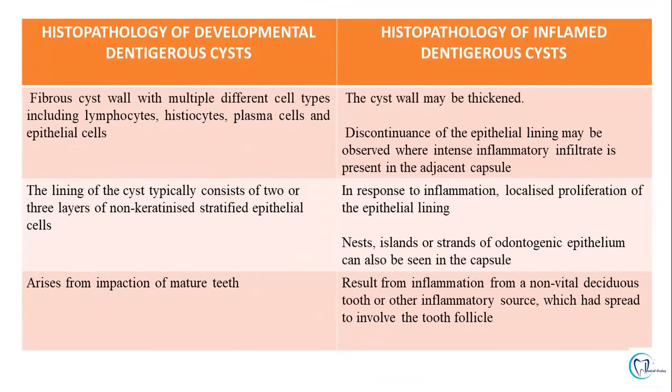So when we compare the histopathology of developmental dentigerous cyst to that of inflamed dentigerous cyst, the developmental dentigerous cyst will show a thin lining, and there will be absence of chronic inflammatory infiltrates, and it arises from the impaction of the tooth. Whereas the inflamed dentigerous cyst will show a thick epithelial lining with hyperplastic rete ridges. There can be presence of nests and islands of odontogenic rests in the connective tissue capsule, and there will be dense inflammatory infiltrates. And the source for the origin of this dentigerous cyst will be from the inflammation of a non-vital deciduous tooth.